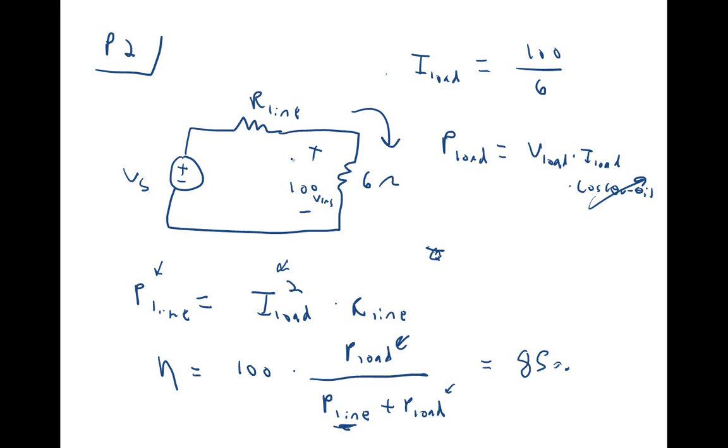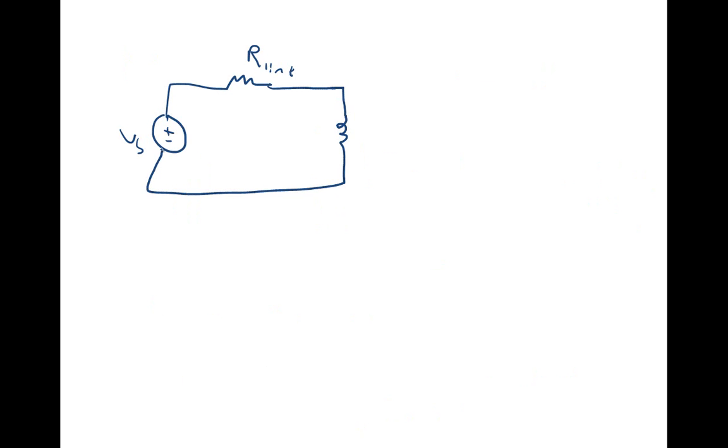For part B, you want to do the same thing, only now you have a turns ratio in there. And so you have your voltage source, you have the resistance of your line, you have your transformer here, and there's your load. The voltage here has to still be 100 volts RMS because that's still what you need. And your turns ratio is 13 to 1.